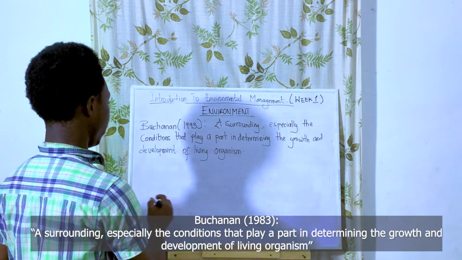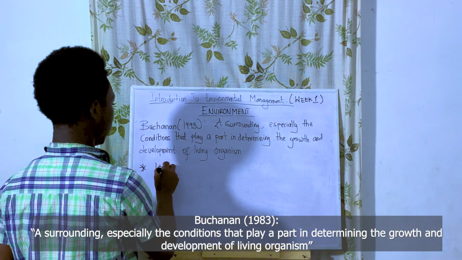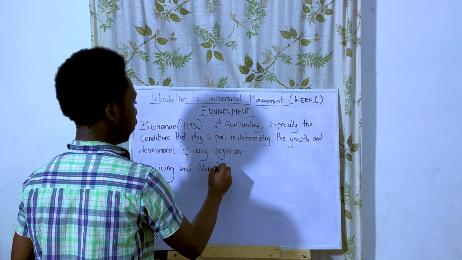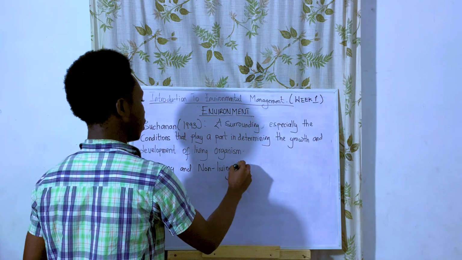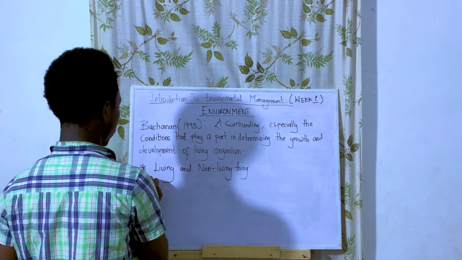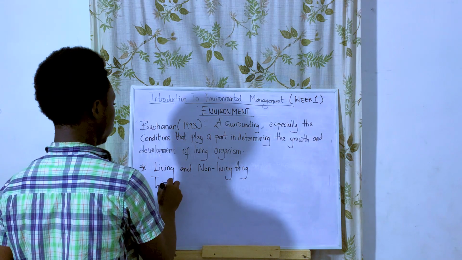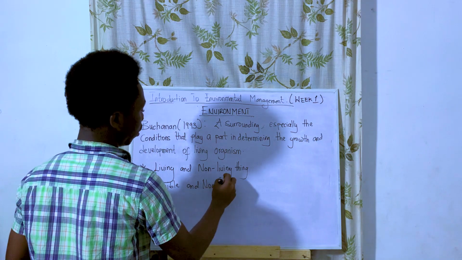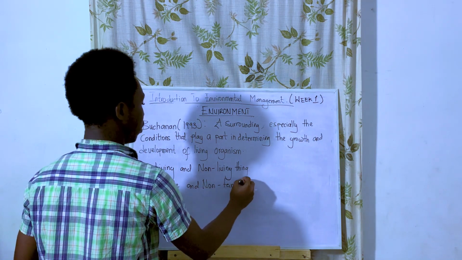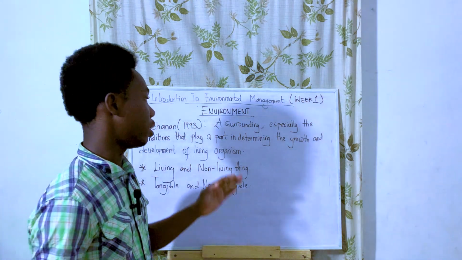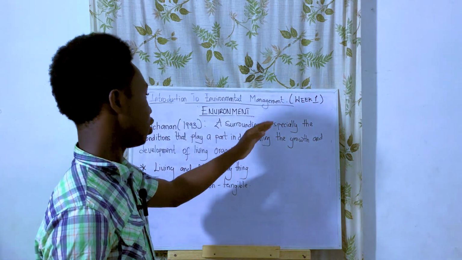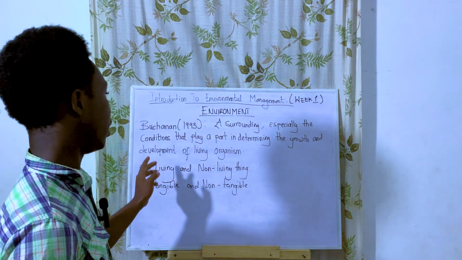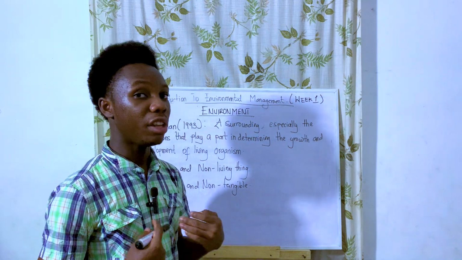It is made up of living and non-living things, right? It is also made up of tangible items and also non-tangible. So let me explain this definition. The environment is a surrounding, especially the conditions that play a part in determining the growth and development of living organism. I'm a living organism.